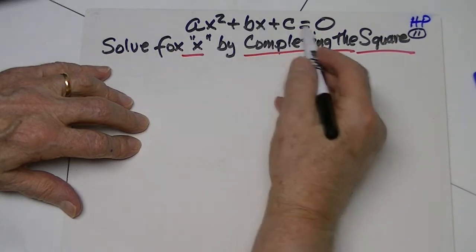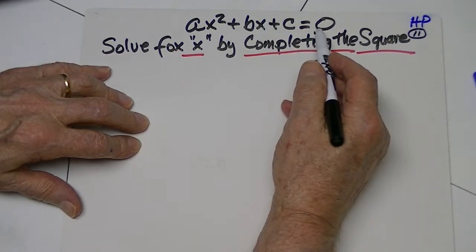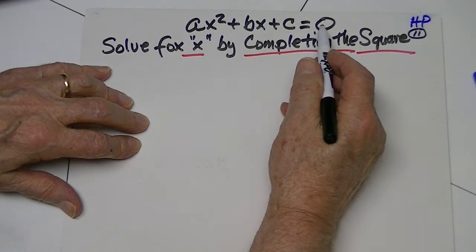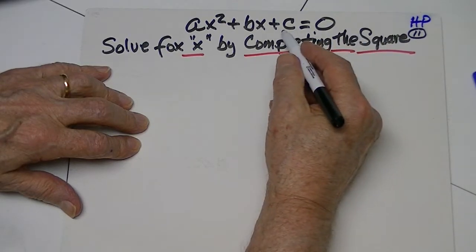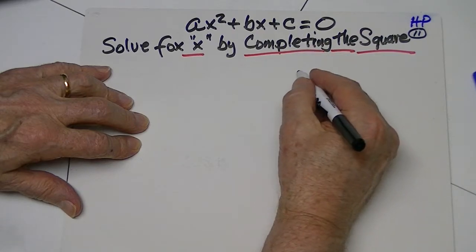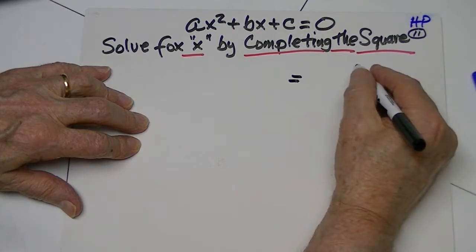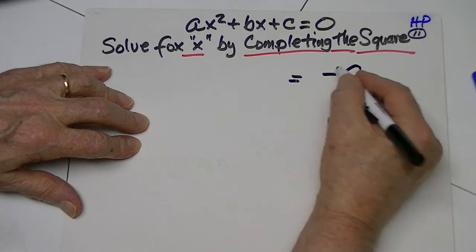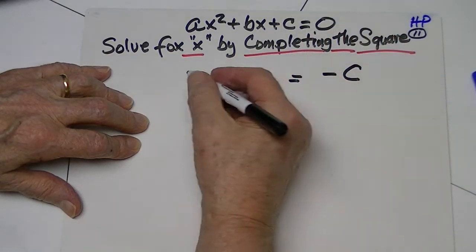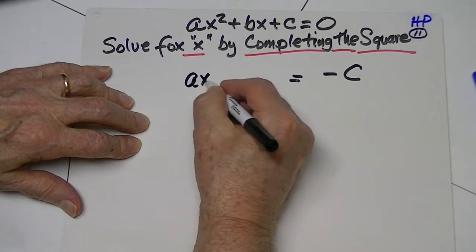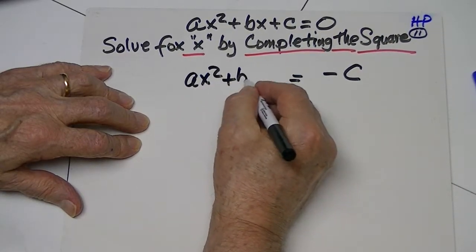Now the first thing we do to the quadratic formula, once it's in standard form and we want to solve by completing the square, is to take the c term and move that to the other side as a negative c. Take the c, move it to the other side, and then we have ax squared plus bx.